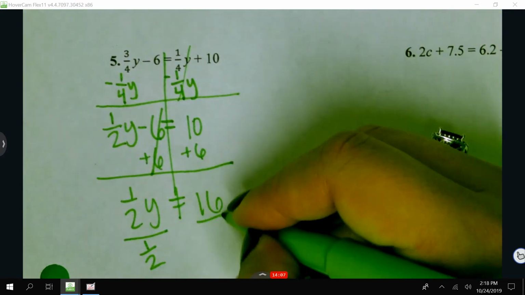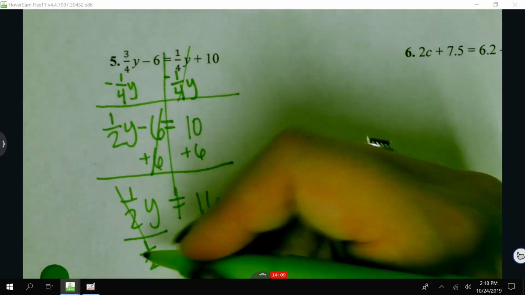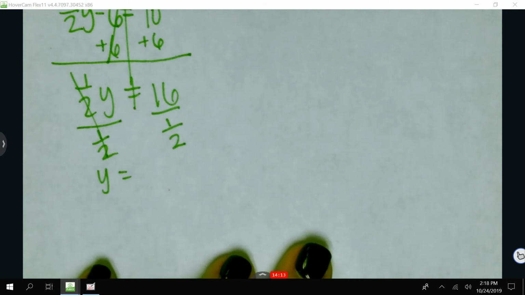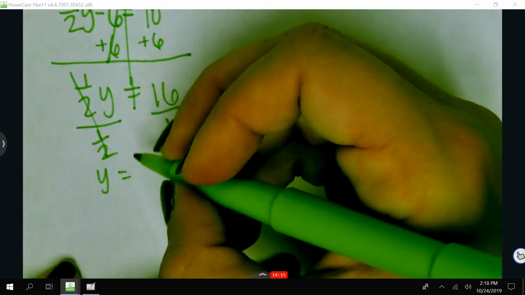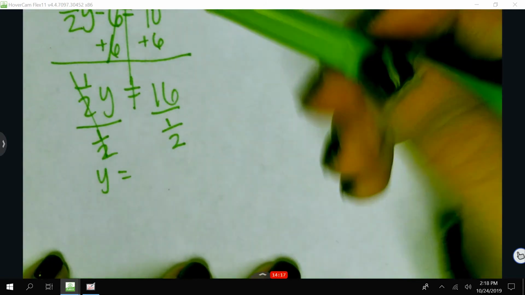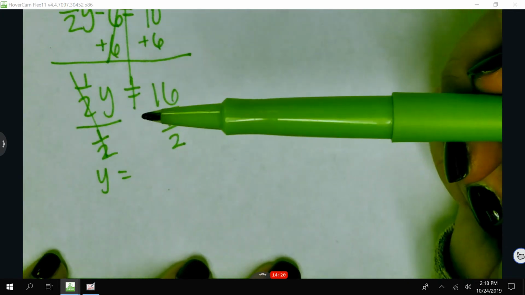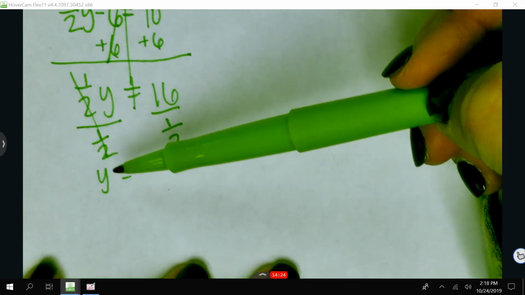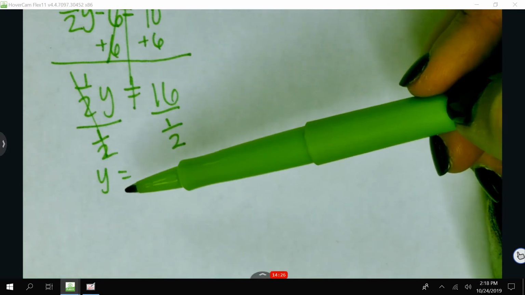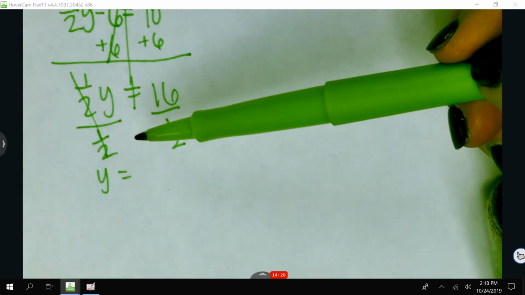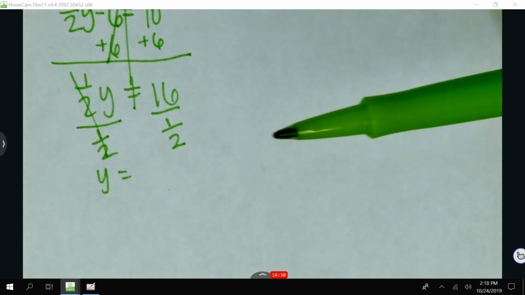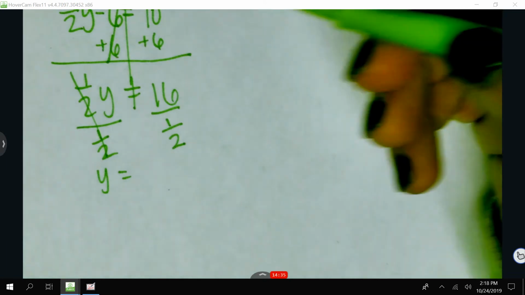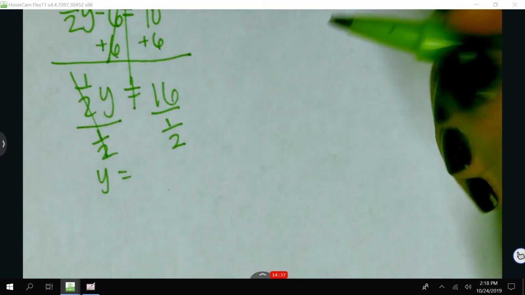Divide by 1/2. What else could I have done? Multiply. Yeah, you multiply. I could have either divided by 1/2 or I could have multiplied both sides by 2. Because remember, if I'm dividing by a fraction, that means I have to keep, change, flip, which is the same thing as saying 16 times 2. So you can either divide by 1/2 or multiply by 2 and you will get the same answer. So what is that answer? 32.